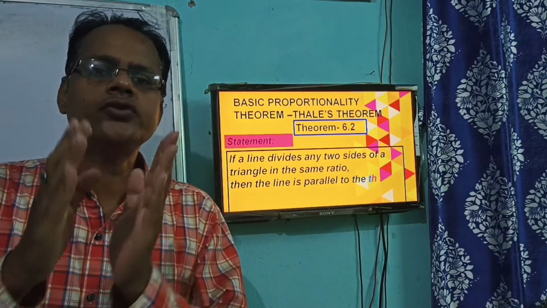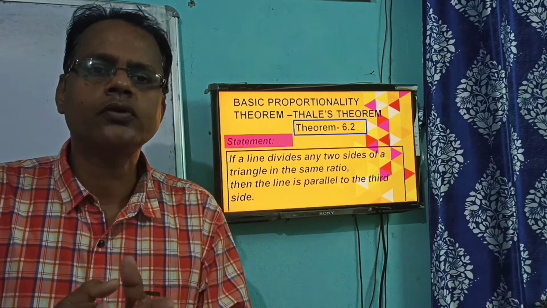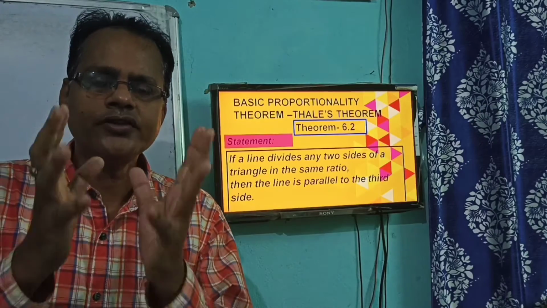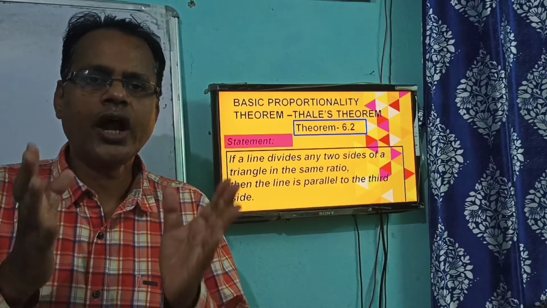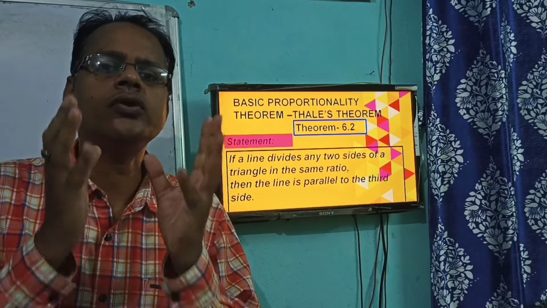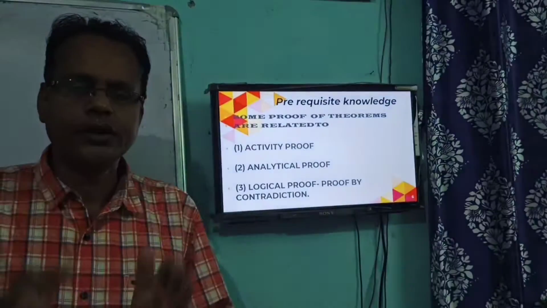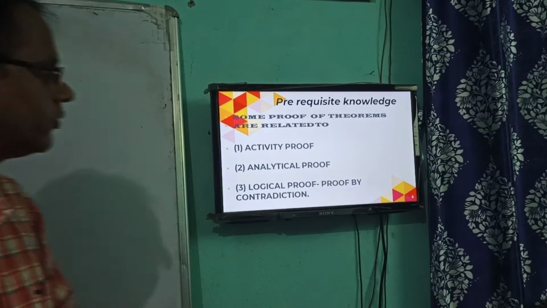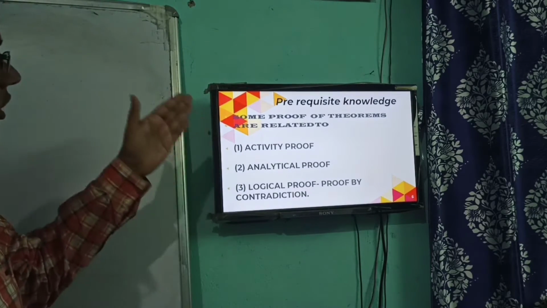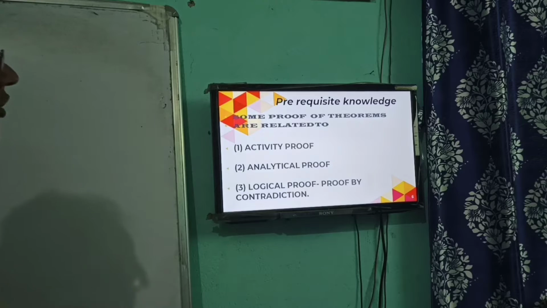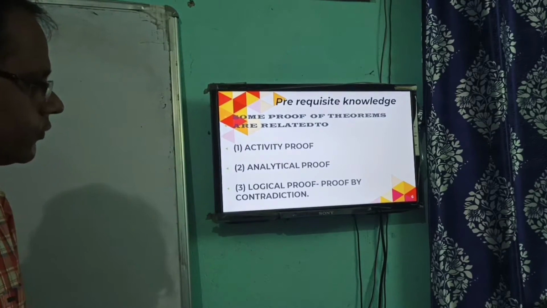Now, before going to explain the other steps like the given, to prove, or the proof part, let us discuss what prerequisite knowledge must be in your brain so that this theorem will be easy for you to prove. So dear students, the prerequisite knowledge depends upon the nature of proof. Generally, proofs of theorems are related to three headings: one is activity proof, another is analytical proof, and the third one is logical proof.